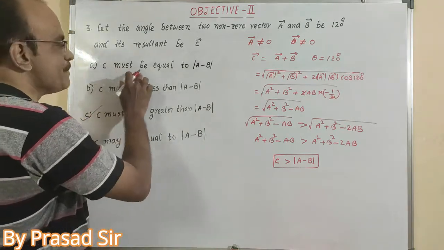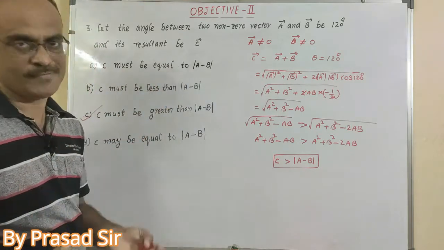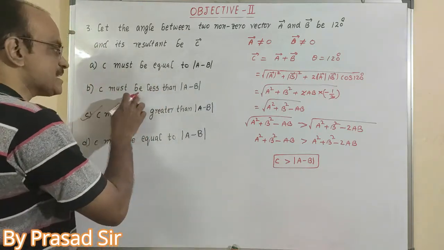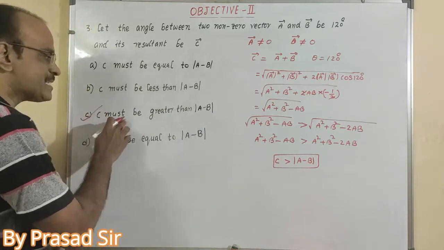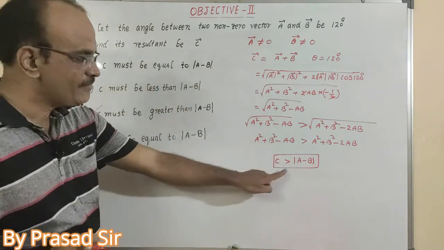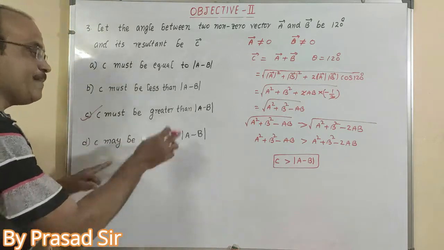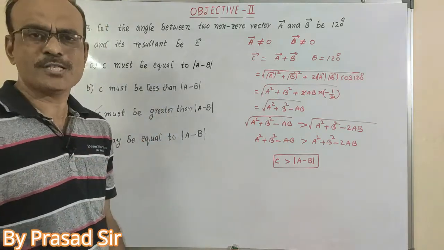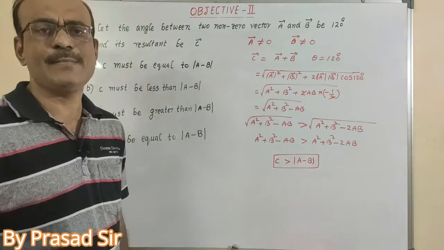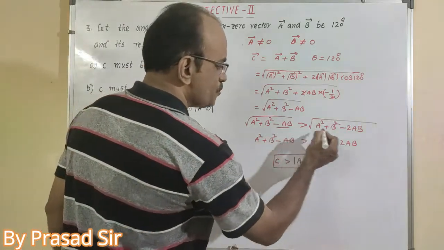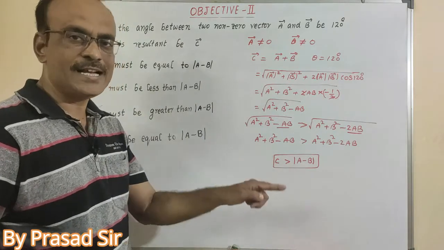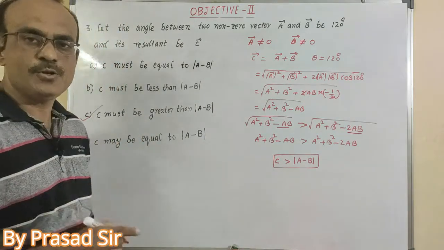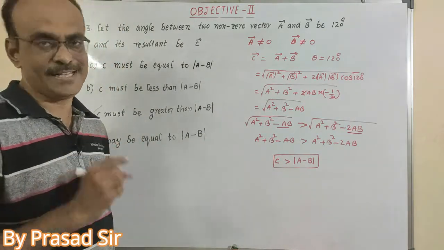So C must be equal to A minus B, nothing is possible. C must be less than A minus B, not so. C must be greater than A minus B, compulsory. And C may be equal to A minus B, not possible. Why? Because we got C greater than A minus B. Observe only these two here, minus AB, here minus 2AB. So that's why this is the solution for question number 3.